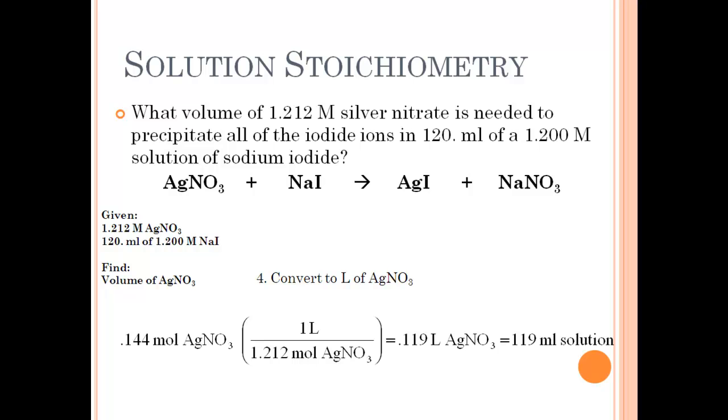However, in this problem, you will notice that the molarity is inverted. That means the moles are on the bottom and the liters are on top. We can do that. We've done that with density, and now we can do that with molarity, and it will allow us to calculate the volume that we need. So after the calculation, we can find out that 0.119 liters of silver nitrate are needed to precipitate all of the iodide ions out.